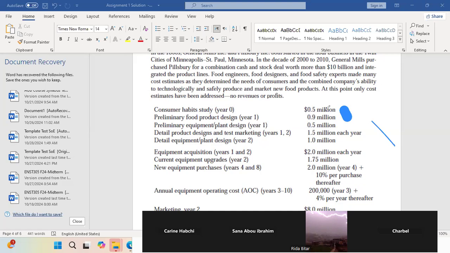Okay, so here for year one, the present value of this cost will be 0.9 over 1 plus A, which is 18%, so 1.18 to the power 1. The formula used here is exactly the same, but now we should add to 0.9, plus 0.5.